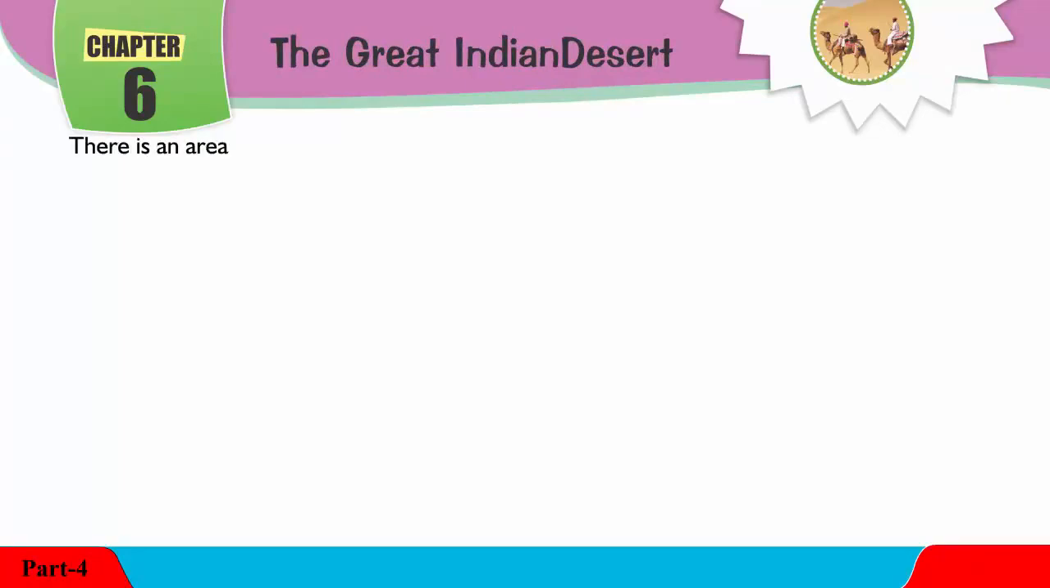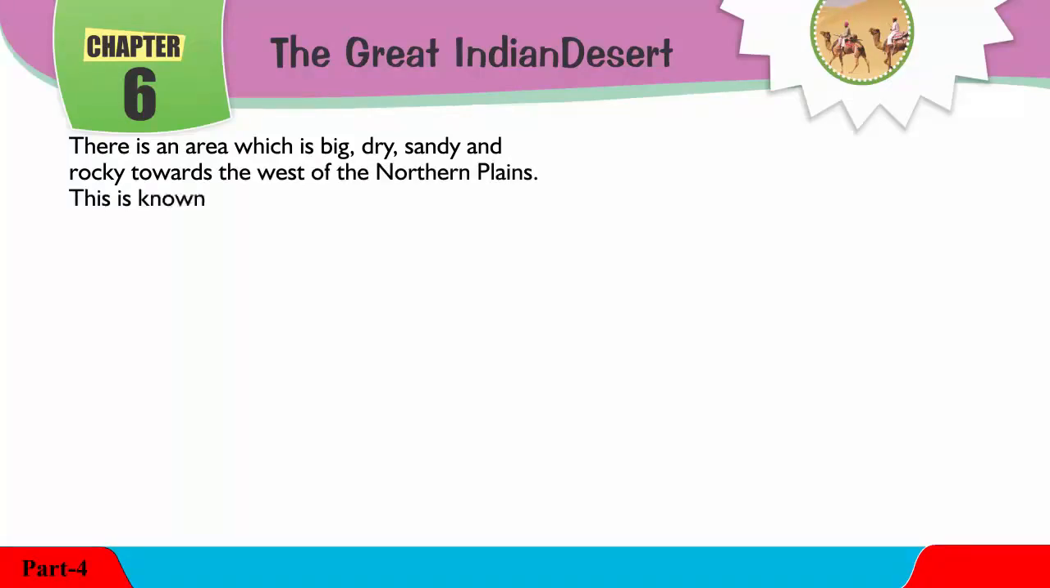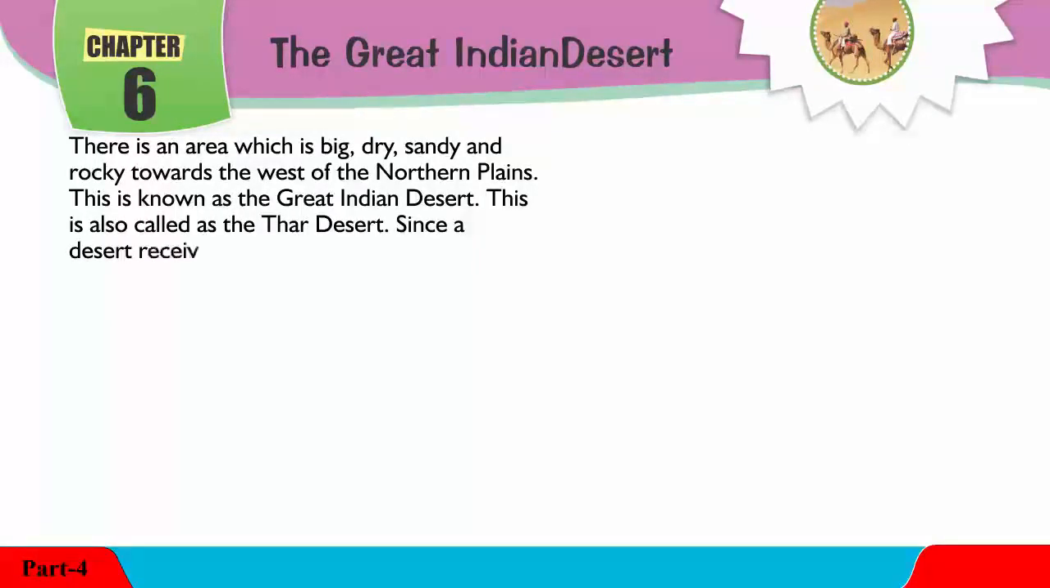Chapter 6. The Great Indian Desert. There is an area which is big, dry, sandy and rocky towards the west of the northern plains. This is known as the Great Indian Desert. This is also called the Thar Desert. Since a desert receives very little rain, it has very few plants and animals.